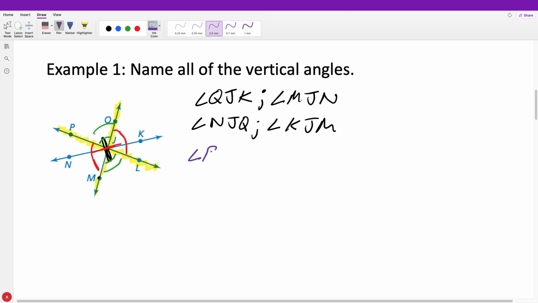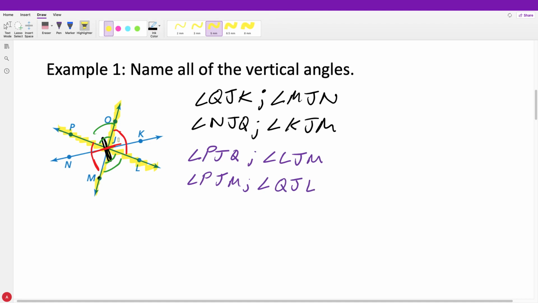So I can say angle PJQ is going to be vertical to angle LJM. And then I can say angle PJM is vertical to angle QJL. So you see, I'm just focusing on two of them at a time. And then the last ones I would have to focus on could be this one here and this one here. All right, so by doing this, now I focus on all the different pairs that I can make.